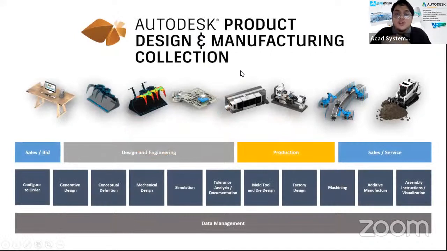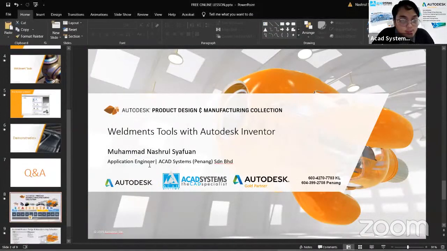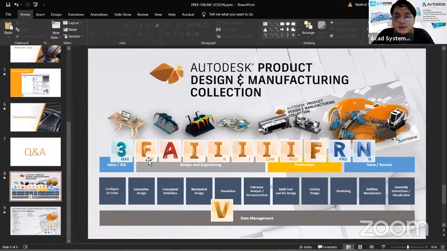And while we wait, this is the Autodesk Product Design and Manufacturing Collection, or PDMC. What you will get is 3ds Max, Fusion 360, and also AutoCAD and Inventor. For Inventor, we have Inventor Pro, which is what we are learning right now, and the Inventor Nastran. Nastran is used for simulation. And we have Inventor Tolerance Analysis, which is more for documentation and reports.